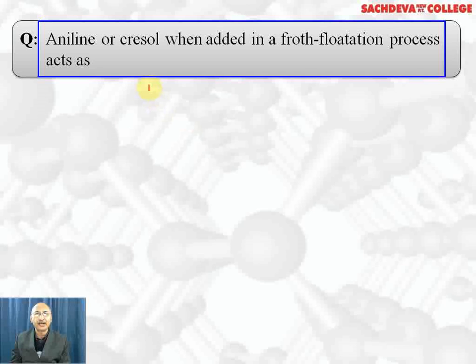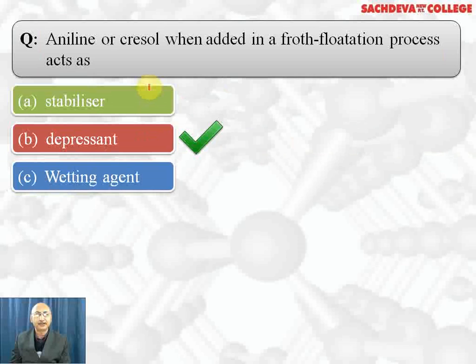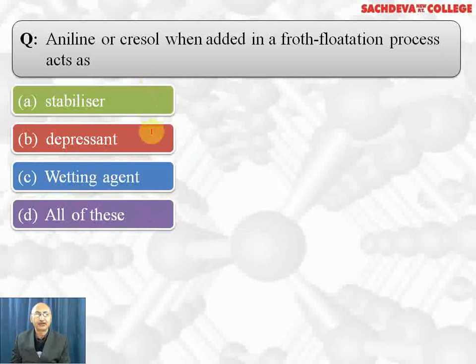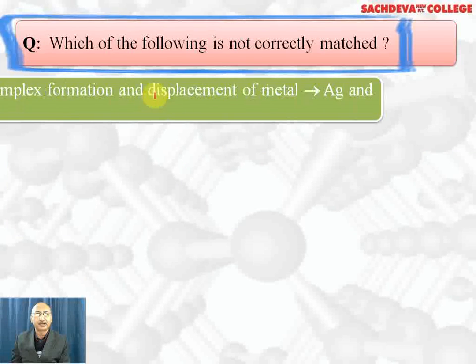Aniline or cresol, when added in a froth flotation process, act as stabilizer, depressant, wetting agent. All of these. Correct answer is stabilizer. They stabilize the froth. Which of the following is not correctly matched?